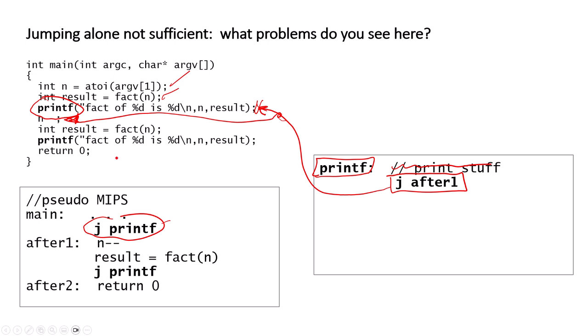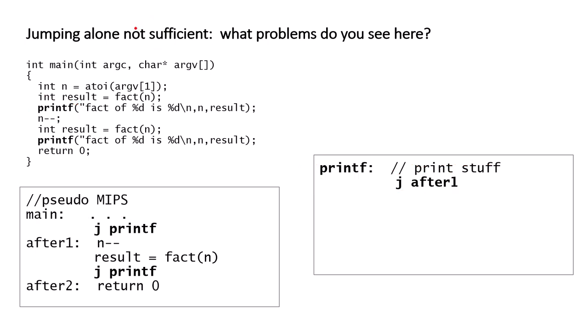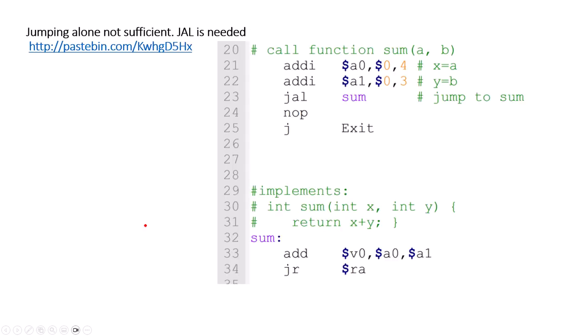And that line after printf is where we do our decrement, the n minus minus. So that's where we want to return to. So in MIPS, if I'm going to jump off to printf, I know I need to go to a particular spot, and that spot here is indicated by this label called after one. So that makes sense. We need to return to the line after this function call was made.